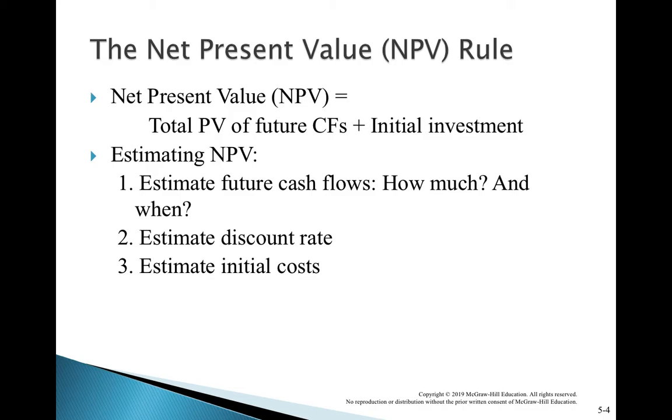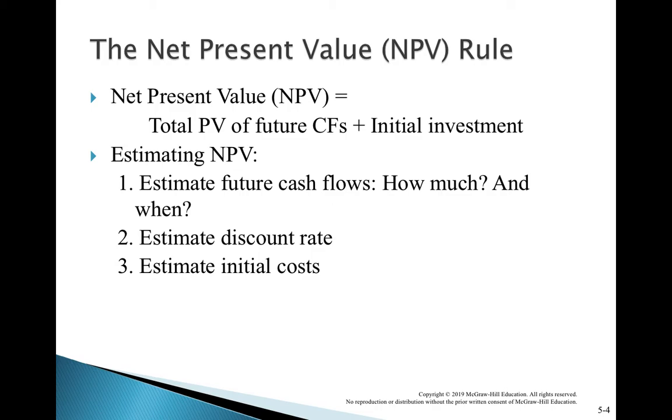Estimate the discount rate. What is your cost of capital? In the previous example, we have taken 10% as the cost of capital. Number 3, estimate initial cost. In the previous example, the initial cost is 15,000. You have to spend 15,000 to procure this project. So the initial investment is a cash outflow, minus 15,000. Outflow means minus, so minus 15,000.